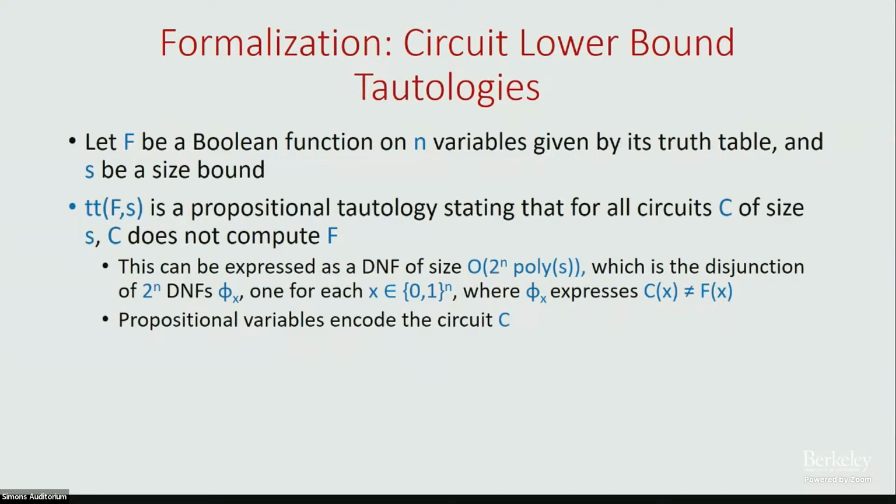If C doesn't compute F, there's got to be an X where C of X is not equal to F of X, and there's just a big OR of all of these conditions. And the propositional variables of this formula encode the circuit C. So that's how we encode that a function is hard and present it to the proof system. You encode the tautology and then you present it to the proof system.